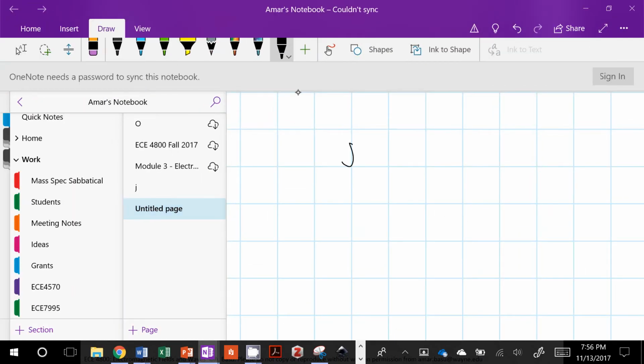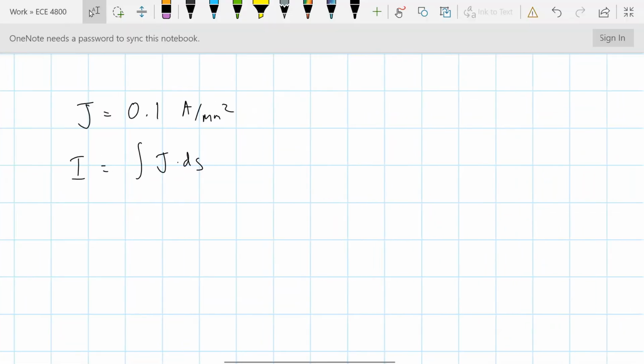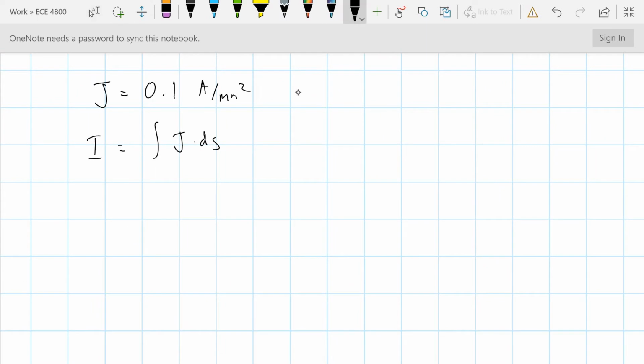So J is equal to 0.1 amps per millimeter squared. I is equal to the integral of J dot ds. All right, this is the simplest kind of problem where you have a uniform J. And the radius here was 0.1 millimeter?